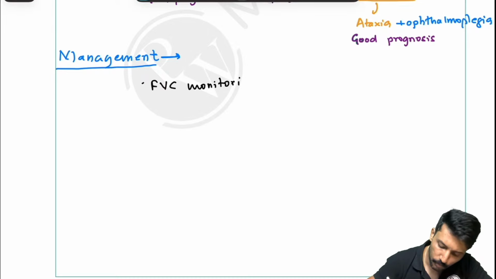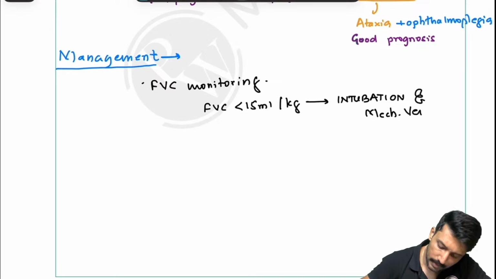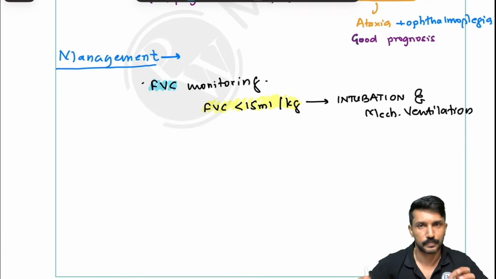So regularly we have to monitor FVC, and if FVC becomes less than 15 ml per kg, it is better to intubate the patient and put on mechanical ventilation. So this can be a potential MCQ. What is the parameter to monitor for the respiratory weakness? It is FVC. And when is the intubation recommended? FVC less than 15 ml per kg.